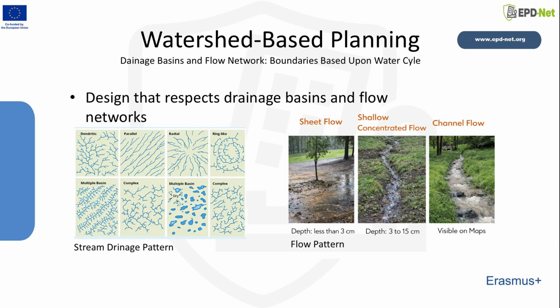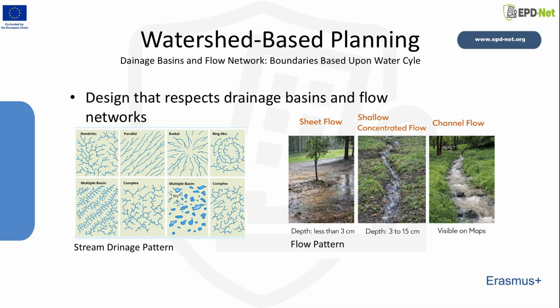This slide introduces different stream drainage patterns and flow types in order to explain how topography and geology shape hydrological organization. Drainage systems may appear as dendritic, parallel, radial, ring-like, or more complex forms. Each of these patterns reflects the influence of slope conditions, geological structure, and terrain morphology. In practical terms, these patterns determine how rainfall is converted into runoff and how water is conveyed toward natural channels.